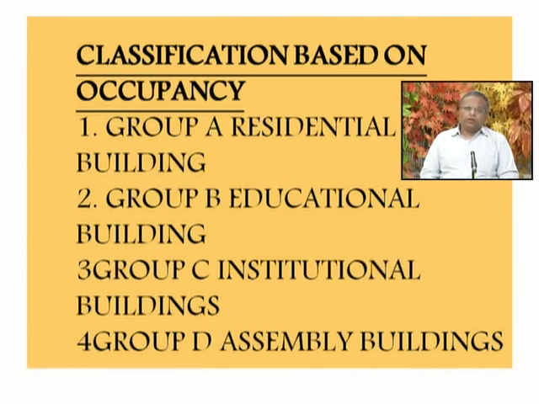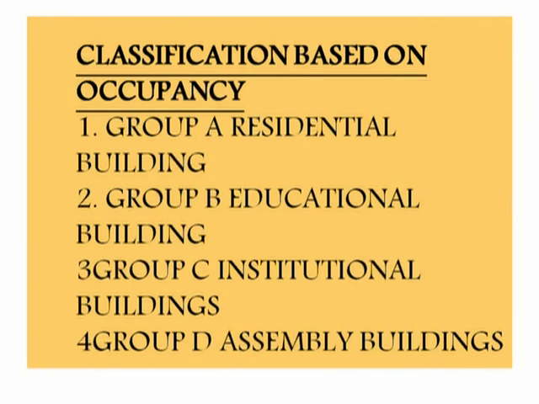First of all, we will start discussing the classification which is based on the occupancy, means how it is occupied, what is the purpose of construction of the building. On that basis, the classification is made. The National Building Code is classifying the different buildings according to the type of its use, or you may call it occupancy. First, group A is the residential building.